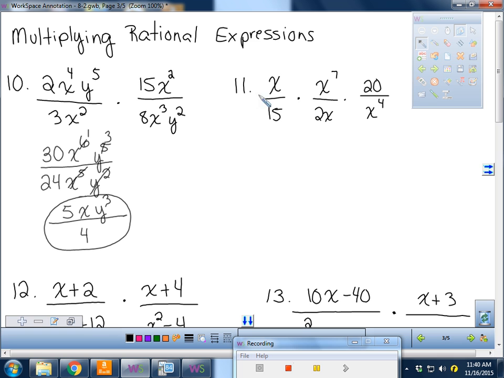So let's take a look at number 11. If I multiply straight across, I've got 1 times 20 would be 20. And then x to the 1st times x to the 7th would be x to the 8th. On the bottom, 15 times 2 is 30, times 1 is 30. And then I have x to the 1st times x to the 4th, which is x to the 5th. And then I reduce. 20 over 30 will reduce to 2 over 3.